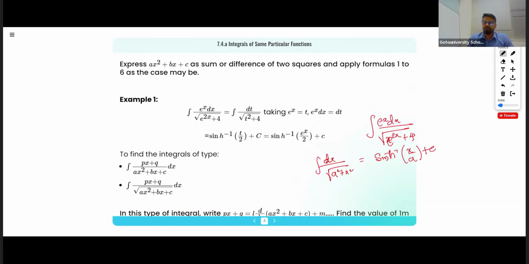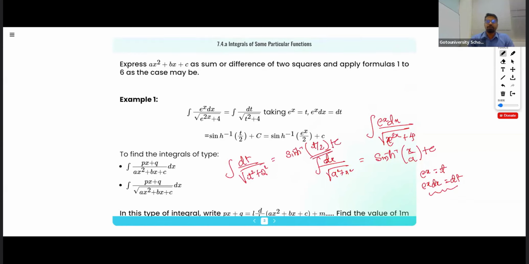I need to get this form, which means I need to substitute e power x as t. If I substitute e power x as t, we get e power x into dx is equal to dt. So this is of the form dt divided by root of t square plus 2 square. This can be written as sine hyperbolic inverse of t by 2.